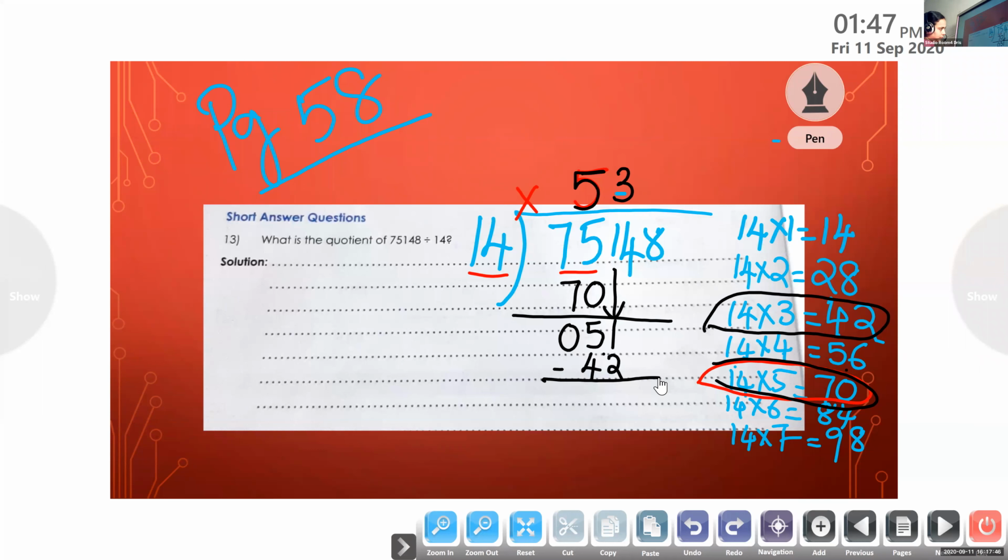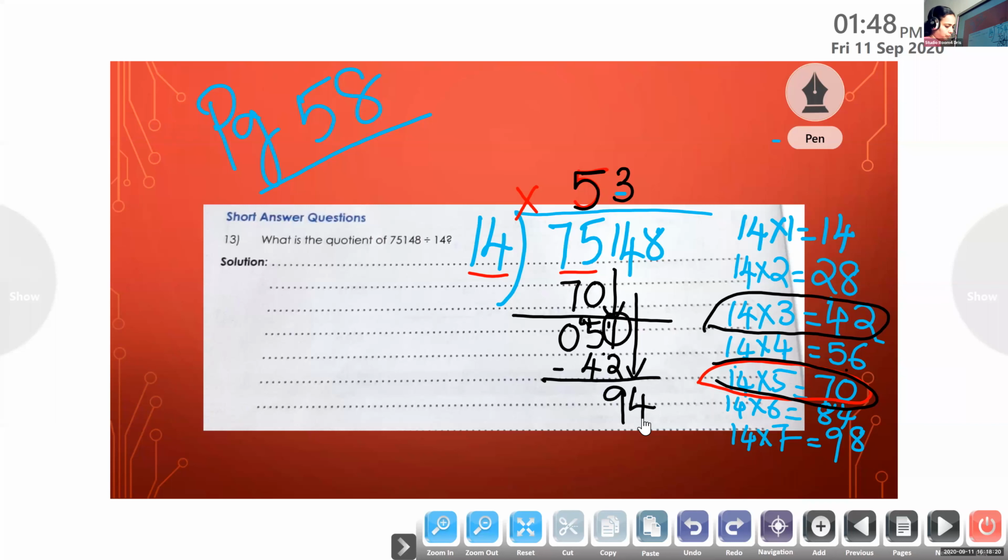We can't subtract 2 from 1. So 5 becomes 4 and 1 becomes 11. 11 minus 2. After 2 count till 11, that you will get 9. Okay, then 9. Then there is 94, bring that down.